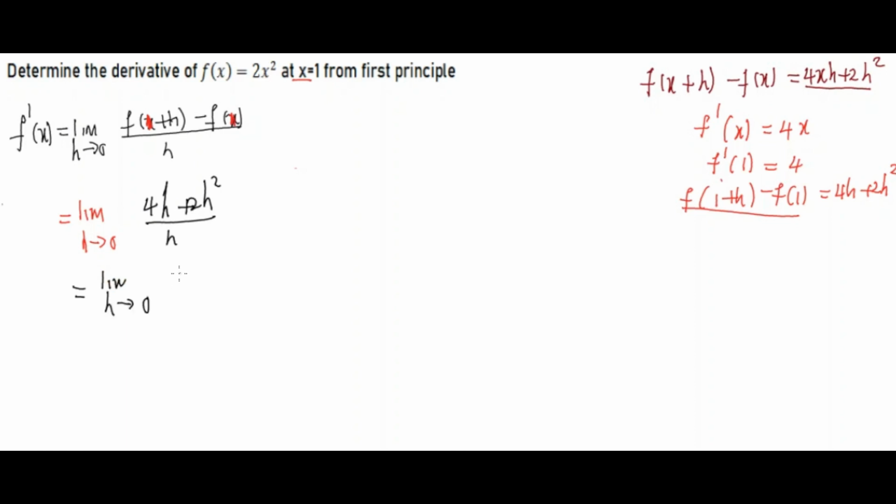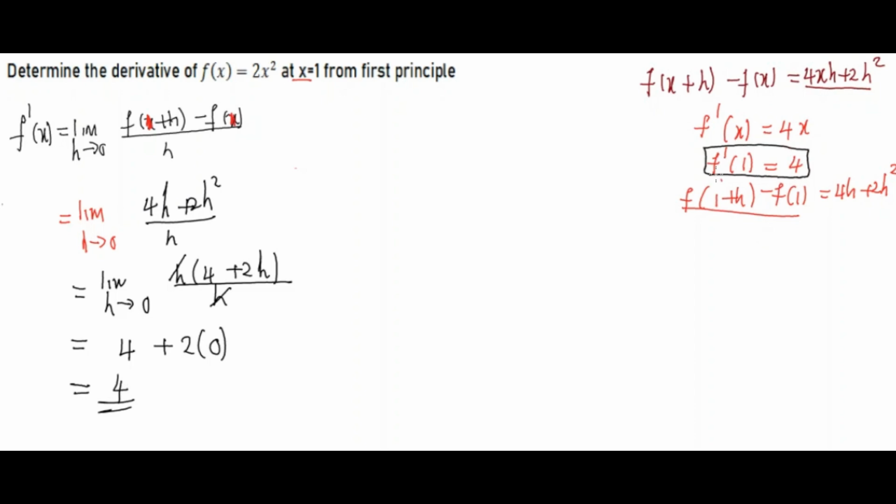So h, 4h divided by h is 4. And 2h squared divided by h is 2h. So you'll be left with 4 plus 2h. And when we substitute, we'll have 4 plus 2 times 0. Of course, our first derivative is 4, which is here.